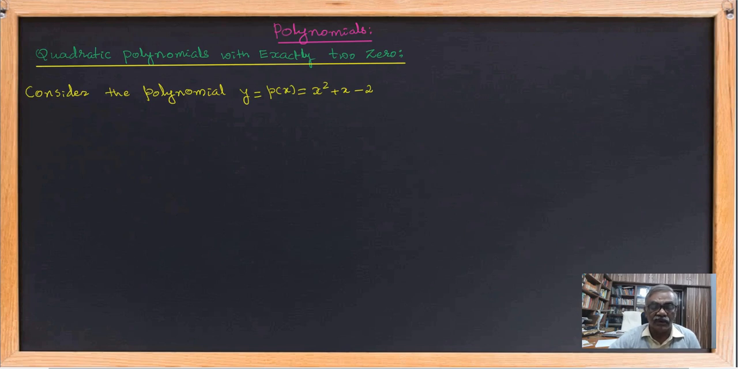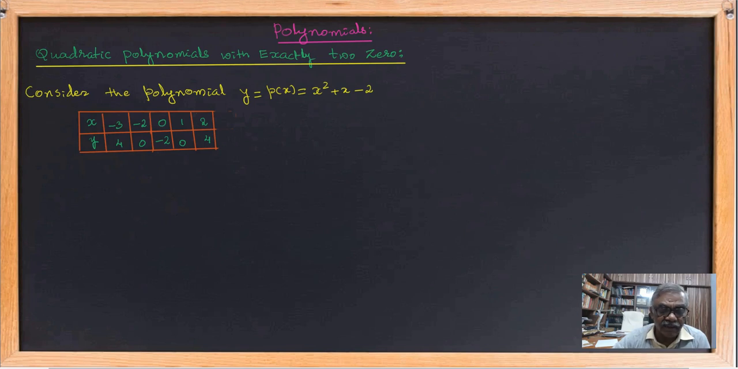Consider the polynomial y is equal to p(x) is equal to x square plus x minus 2, and you can see the table accordingly. I am giving x is equal to minus 3, y is equal to 4; minus 2, 0; 0, minus 2; 1, 0; and 2, 4.